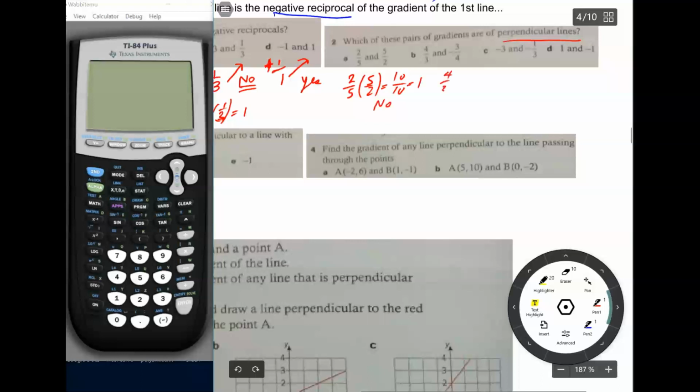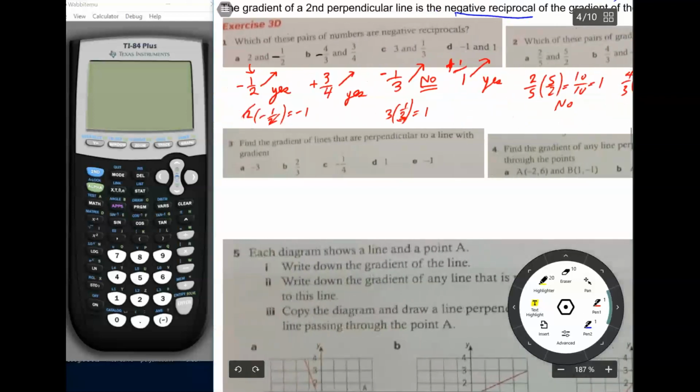What about 4/3 and -3/4? If we multiply these together, we get -12 over 12, which is -1. Is that a sign that the gradients are negative reciprocals? Yes. What about -3 and -1/3? If we multiply those together, we get +3 over 3, which is +1. So no. And last of all, if we multiply together 1 and -1, we get -1. So yes. All right.